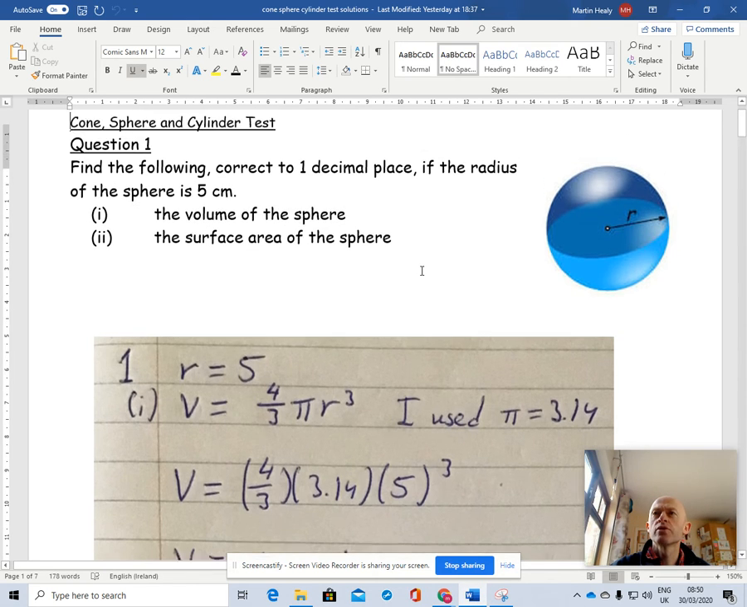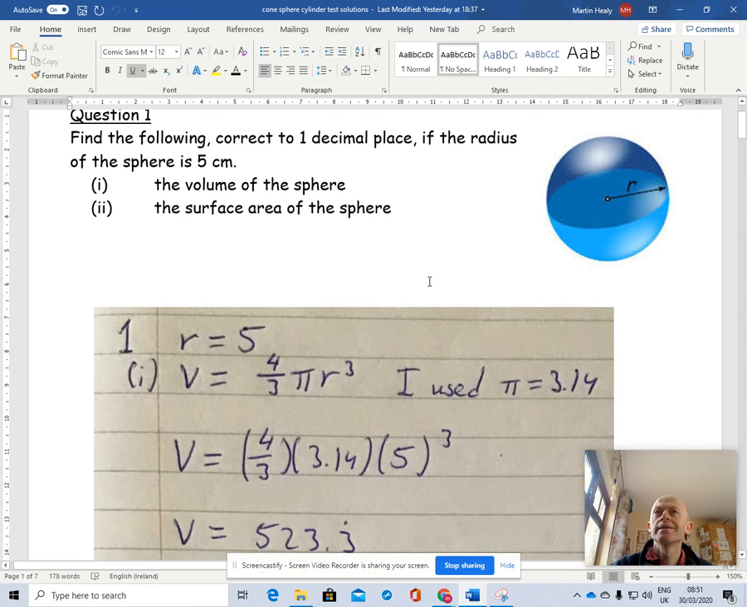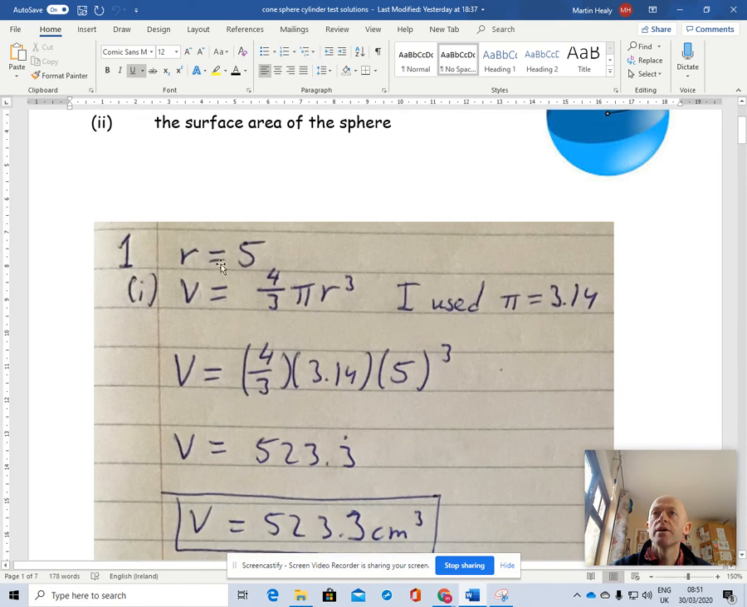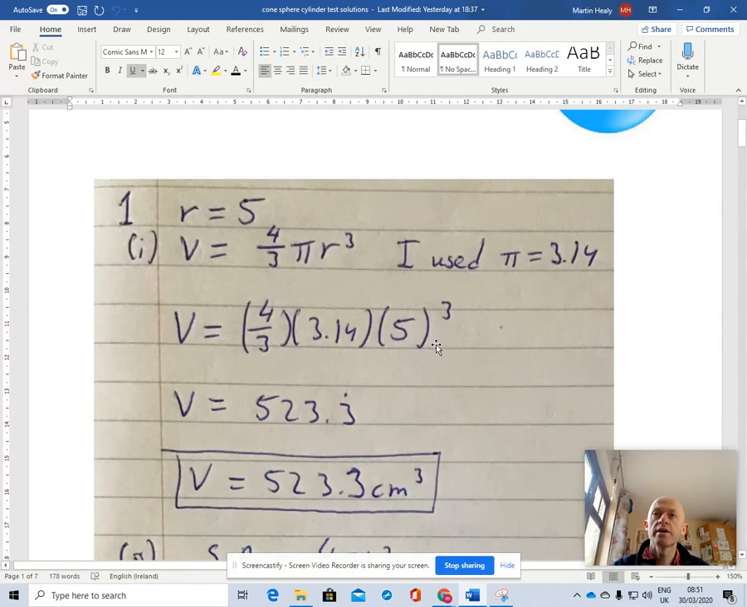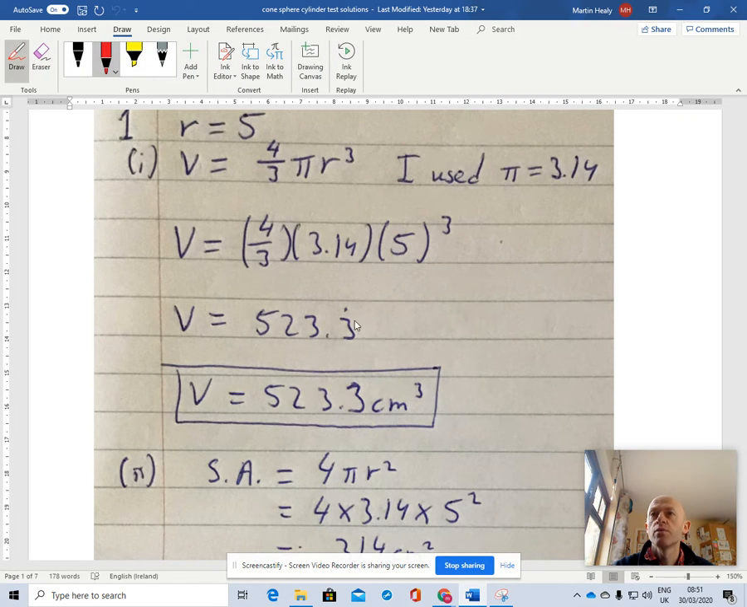So this is just going to go through the solutions to the cone, sphere, and cylinder test. And the first question was to find the volume of the sphere. So you get out your maths tables, find that the formula is 4 over 3 pi r cubed. I just use pi equal 3.14 here. If you use pi in your calculator, you would have got a slightly different answer, but either way is correct. So I got 523.3 recurring, which rounds off, that's 0.3333, so it's 523.3 centimeters cubed.